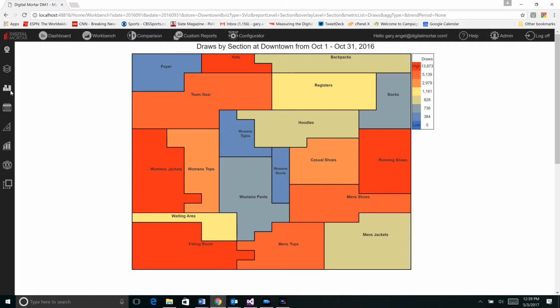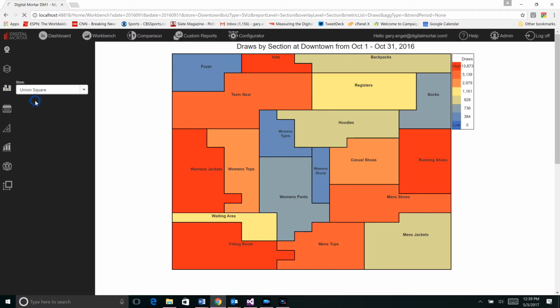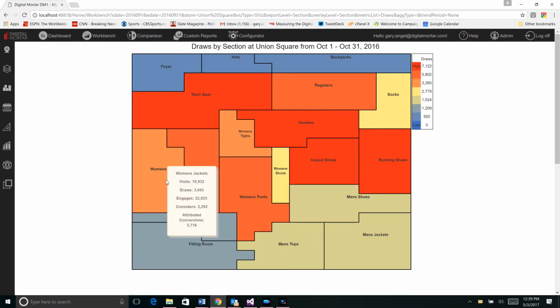Let's compare that to the Union Square store. Here, I can see that it got about 3,000 draws on almost 19,000 visits and about 5,500 attributed conversions. The number of visits is less, but we can see right away that nearly all of that is from immediate direct traffic to the women's jacket section.